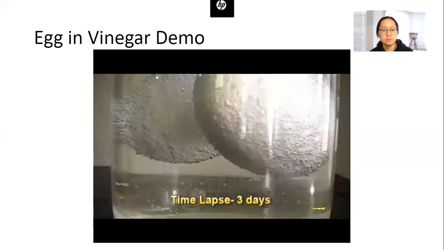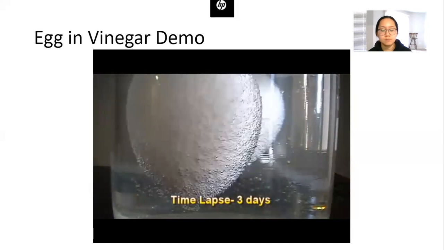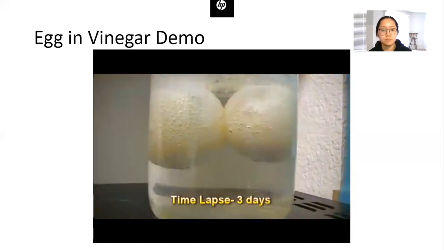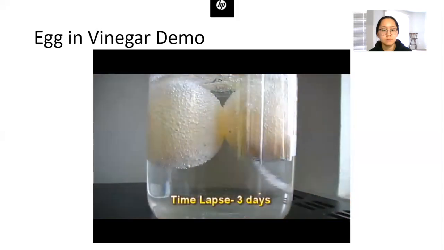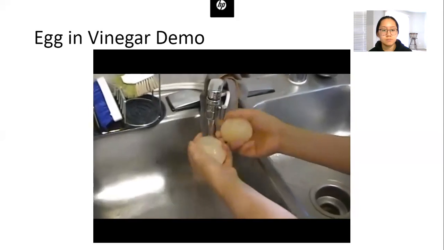Within seconds, you'll see bubbles form. These bubbles are carbon dioxide that are produced when acetic acid breaks down the eggshell. Within 3 days, you should have a semi-permeable membrane free of the hard outer shell to conduct your experiment.